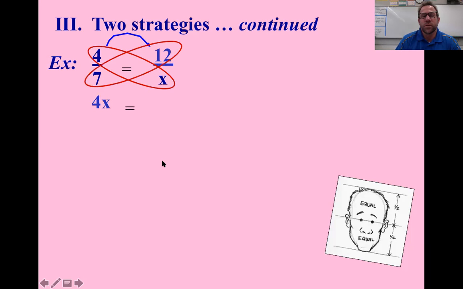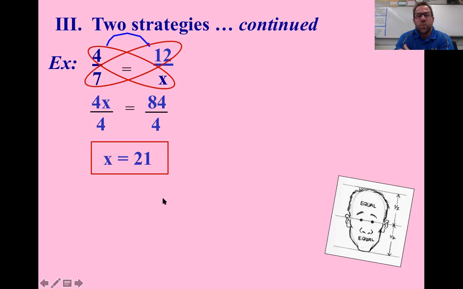What's that give us? 84. Okay, and then I'm going to divide by 4. So these cancel, right? And I'm going to get x is equal to... 4 goes into 8 2 times, 4 goes into 4 1 time, x is equal to 21. Okay, now we could have gotten that one by leapfrogging. We already know that. We're just practicing the cross multiply.